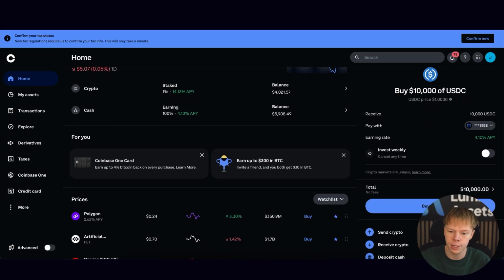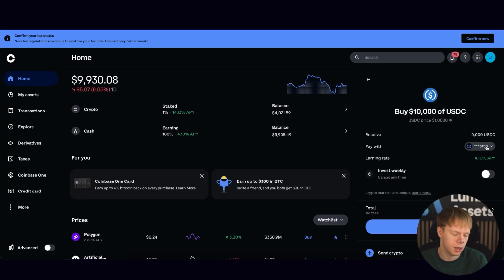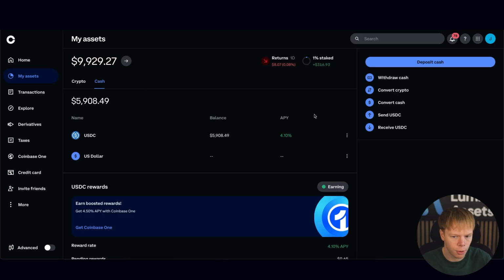But as far as buying the USDC goes, very simple, very easy. You just click buy now. As long as you do it with an ACH transfer or a bank account, you will be able to buy it with no fees very, very easily. So diving in, let's assume you already bought some USDC.